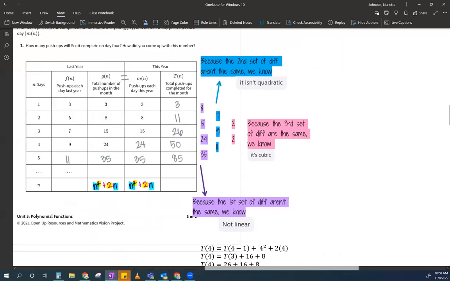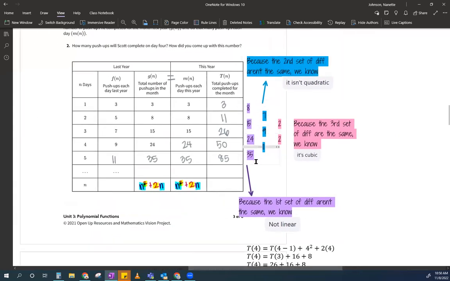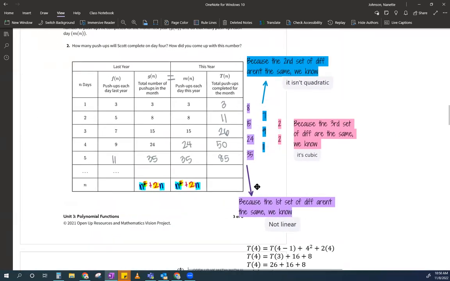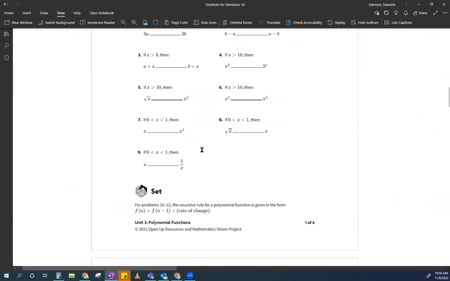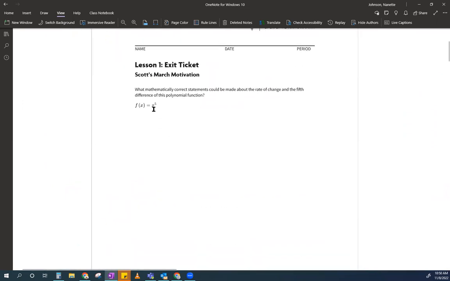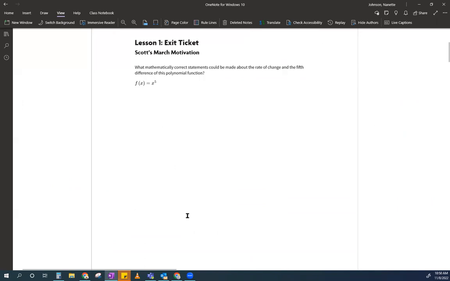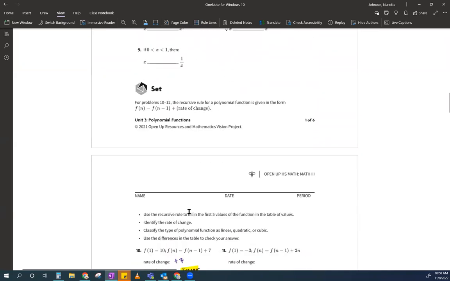Okay, and then it says identify the polynomial, and I'll just refer you back to this chart over here. The first set of differences is linear, to the first power. The second set of differences is to the power of 2, quadratic. The third set would be cubic, which brings me down to your exit ticket of what you all were supposed to talk about. What would that say about the fifth set of differences?